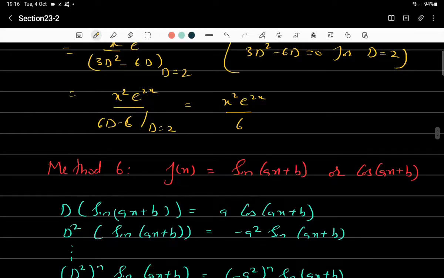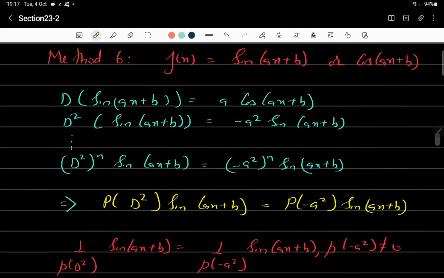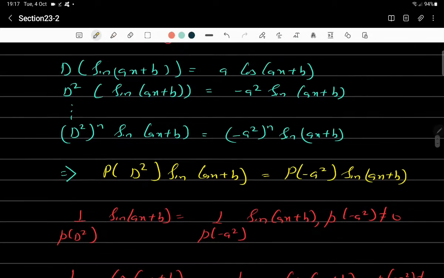The last method is when f of x is sin(ax plus b) or cos(ax plus b). Generally in undetermined coefficients we took it of the form sin ax or cos ax instead of sin(ax plus b). So in the operator method, if I differentiate sin(ax plus b), it is a times cos(ax plus b). Double differentiation is minus a square sin(ax plus b). And if I keep doing it, then you can observe that D square raised to the power n of sin(ax plus b) is minus a square raised to the power n times sin(ax plus b).